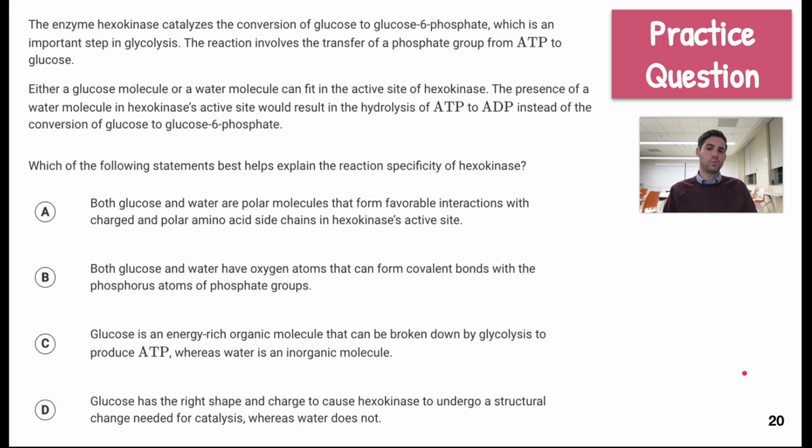The presence of a water molecule in hexokinase's active site would result in the hydrolysis of ATP to ADP instead of the conversion of glucose to glucose 6-phosphate. Which of the following statements best helps explain the reaction specificity of hexokinase? So look over the answer choices and see if you can choose the best answer. Then come back and we'll review.